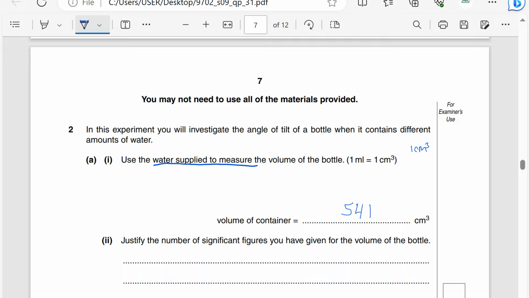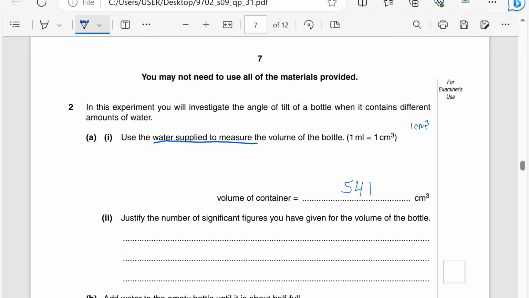My students were emptying the bottle into the measuring cylinder as they recorded. Because the measuring cylinder had a maximum of 100 milliliters, they had to empty the bottle almost five plus times, adding up the volume of the measuring cylinder. And this particular student found the volume of the water which could fill the bottle to be 541 centimeters cubed.